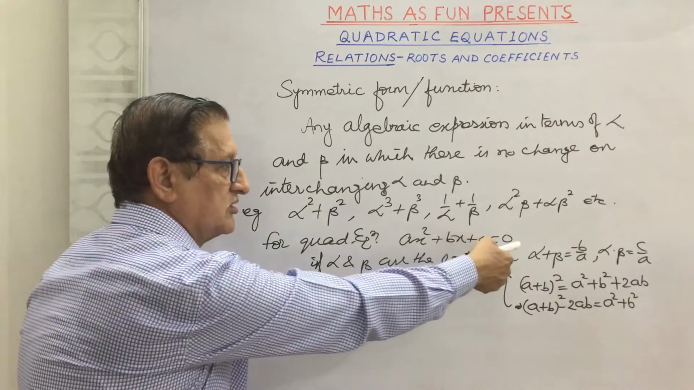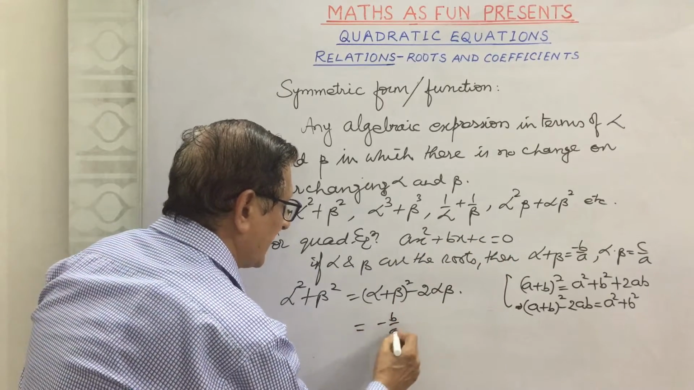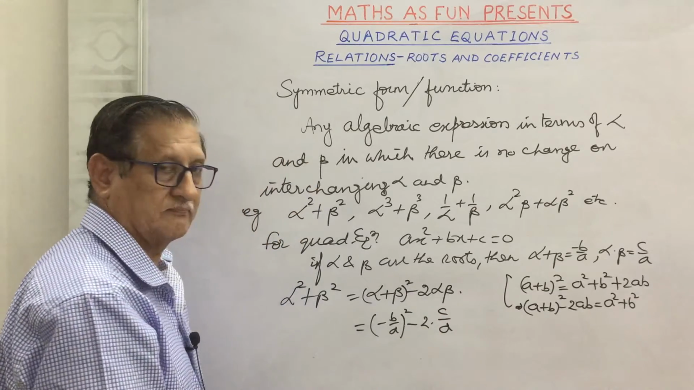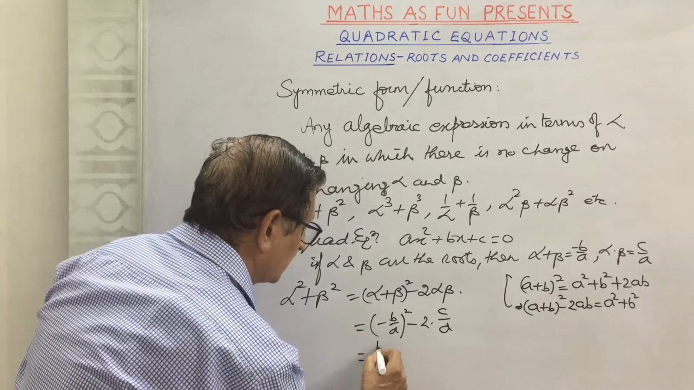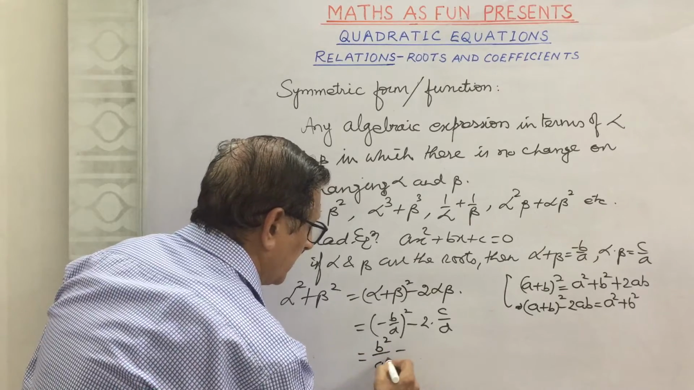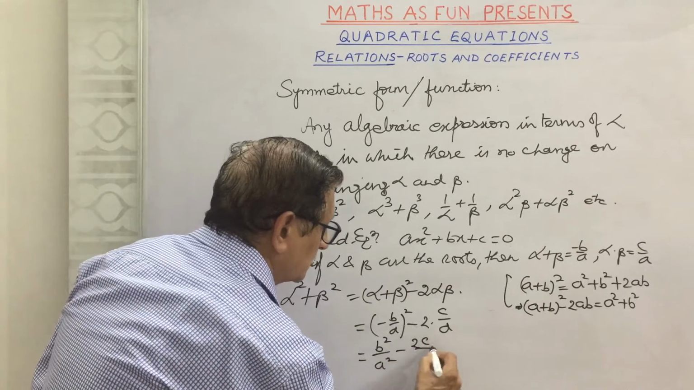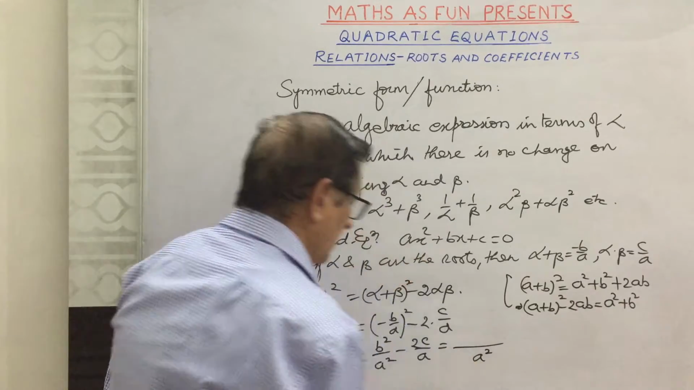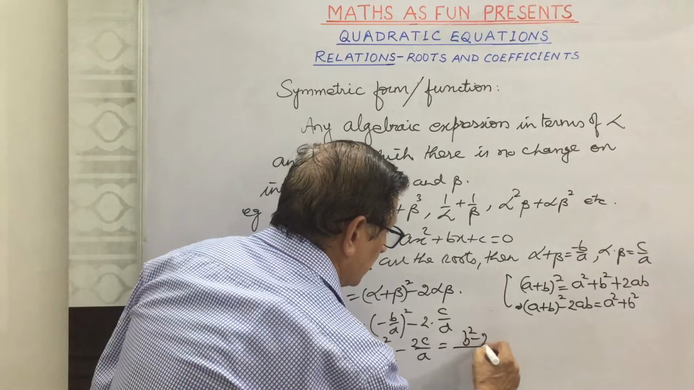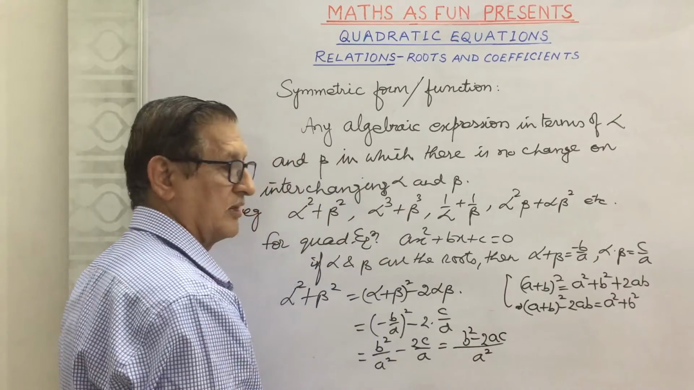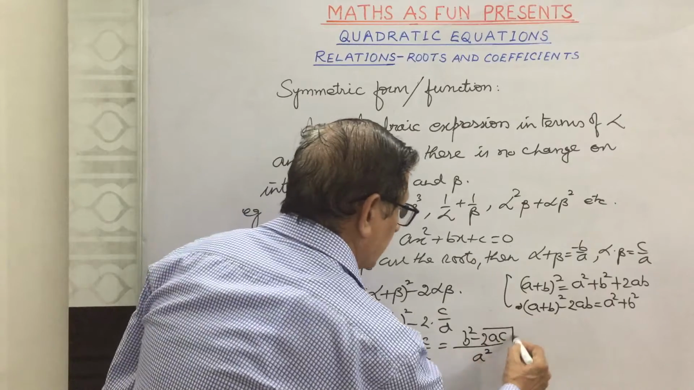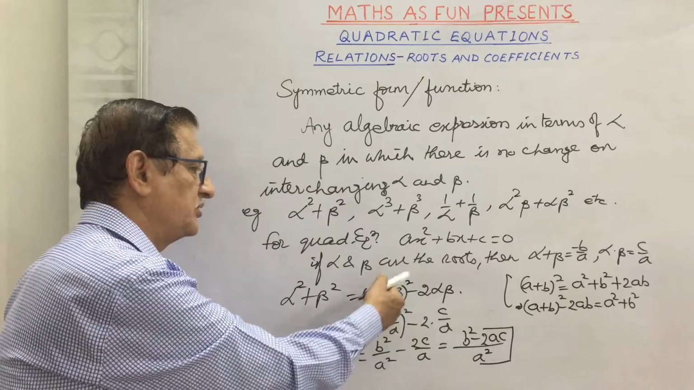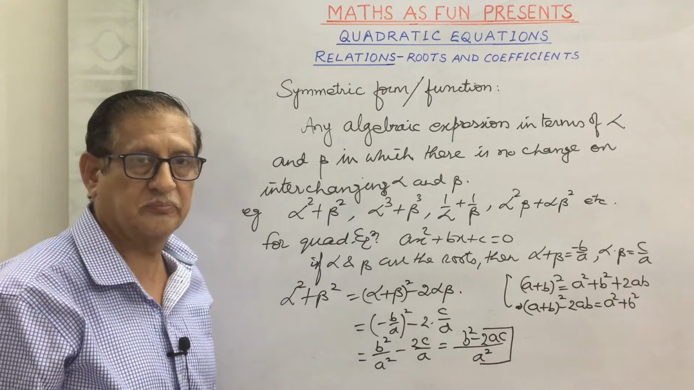And then we can substitute these values here. We can write this as minus b by a whole square minus 2 into c by a. On simplification, we are getting this as b square upon a square minus 2c upon a. If we take the LCM a square, we are getting this as b square minus 2ac upon a square. It means we can find out the value of alpha square plus beta square by making use of alpha plus beta and alpha into beta.